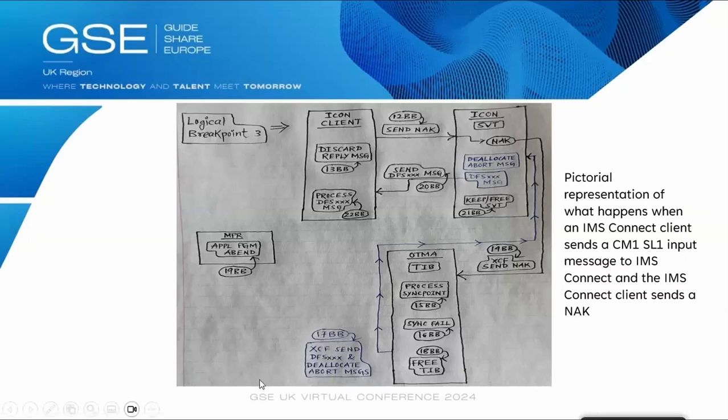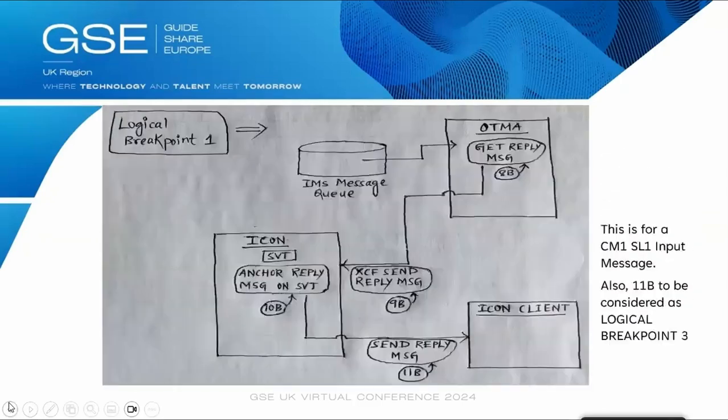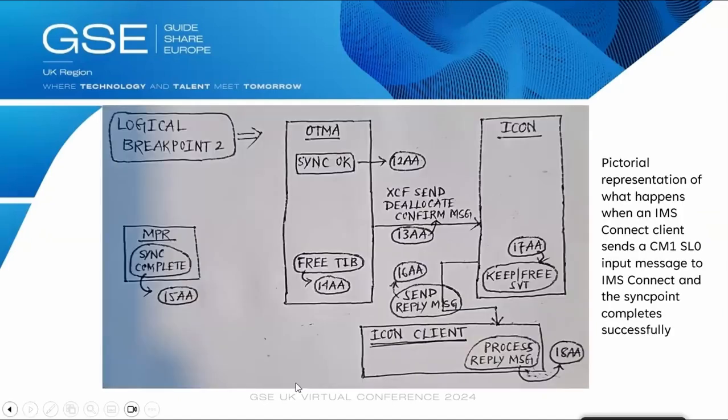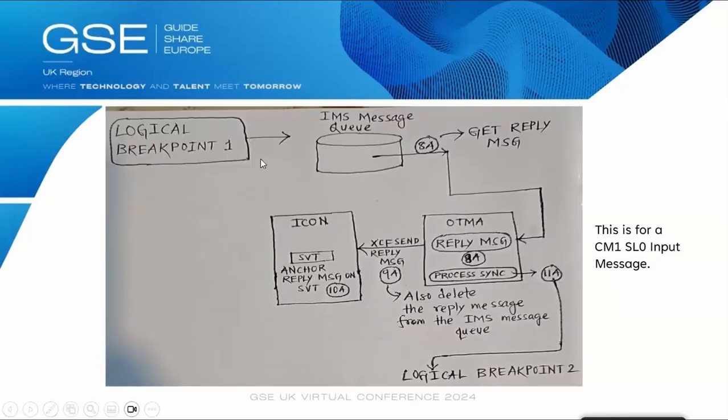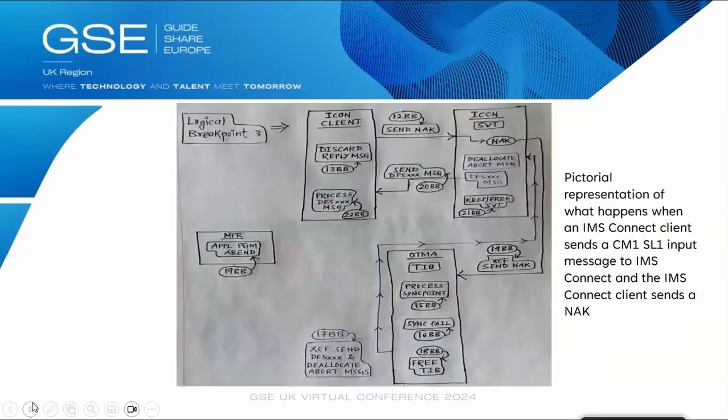Okay. Now again, we move to logical breakpoint 1. Again, if I just go back to slide number 3, this is our logical breakpoint 1. So we'll again start our journey from logical breakpoint 1, right? And why? That's because we have completed all the CM1 cases. Now we will take a look at the CM0 cases. That's why we move back to logical breakpoint 1 once again. Now let's move back to that slide.